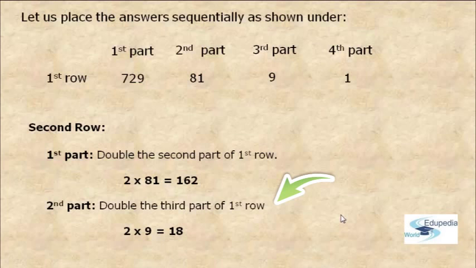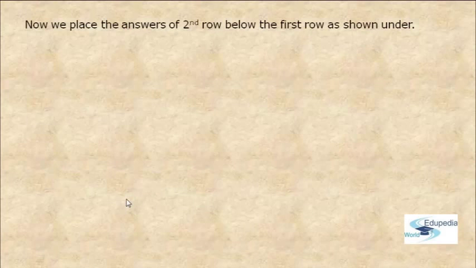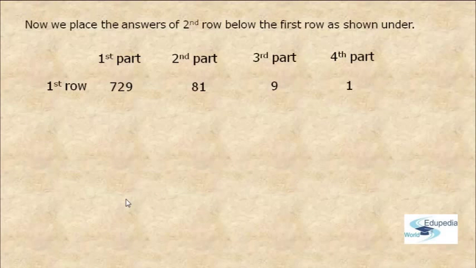After getting the first part and the second part of the second row answer, we have to write these two answers right below the first row in the following way. At first, we write the first, second, third and fourth part of the first row answers like this. Below it, we write the second row answers in such a way that the first part and the second part of the second row answers are written right below the second part and the third part of the first row answers. Now let us place a horizontal bar below it.